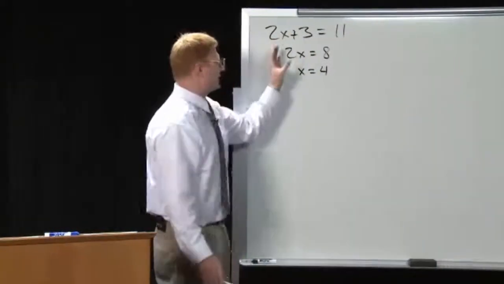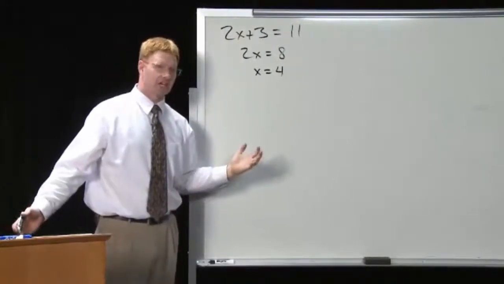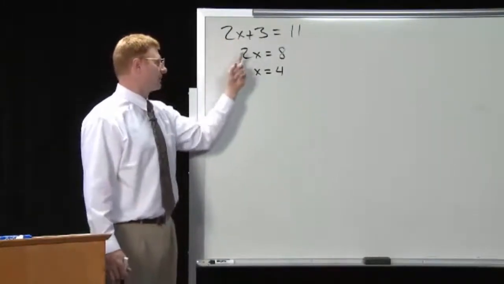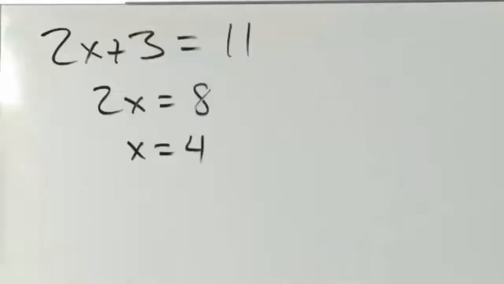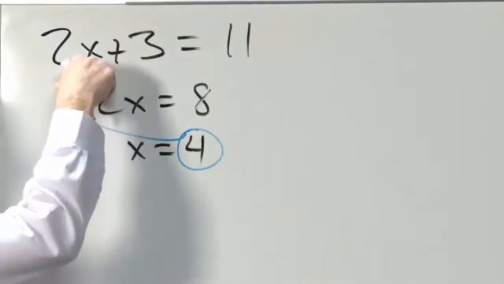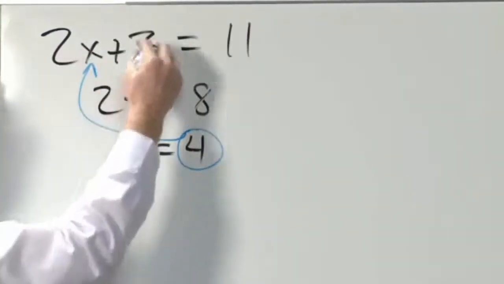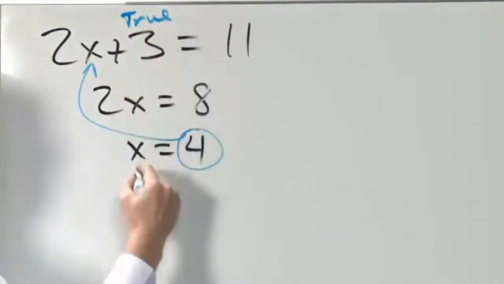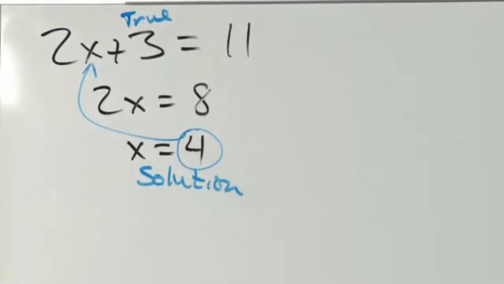This number 4. Now, you did it by certain processes that we taught you, but really, you could have done it by guessing and checking. You've got 2x plus 3 equals 11. Unravel it, you get x equals 4. The way you know that this is correct is that when you stick that 4 right up there, 2 times 4 is 8. Plus 3 is 11. It's true. Once this is true, that means this is a solution.